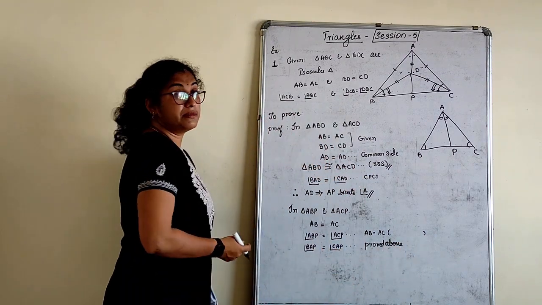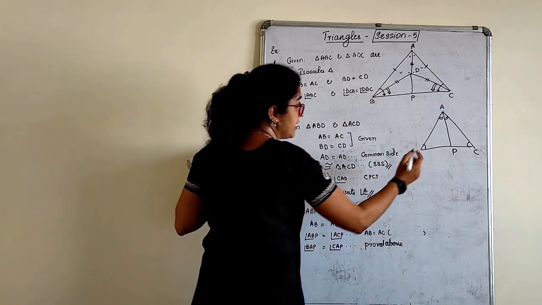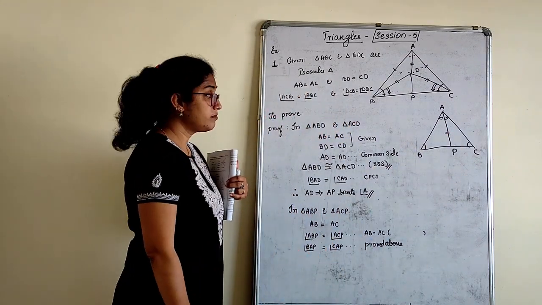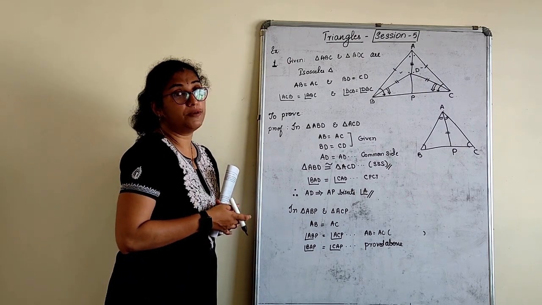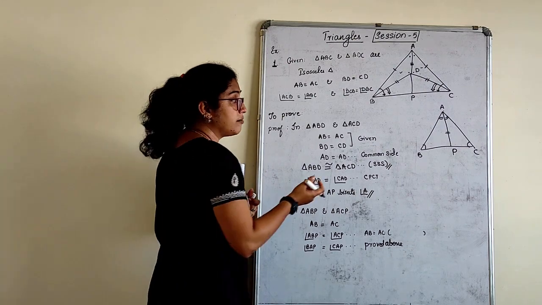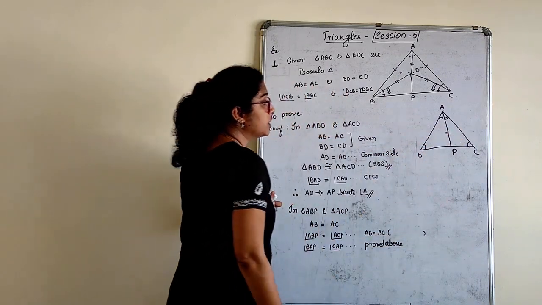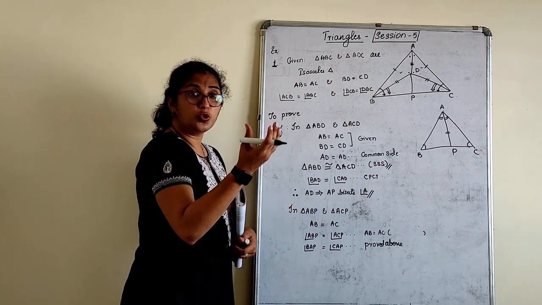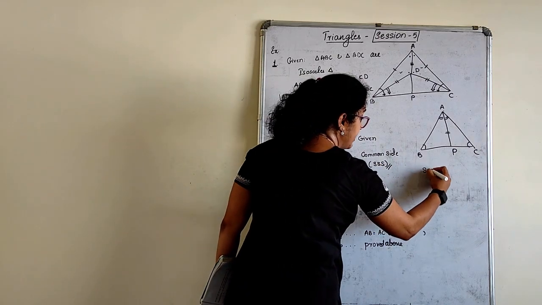How many angles and how many sides? Two angles and one side. But actually here, AP is also equal to AP, common side. But using that common side, can I prove SAS? No, because the included angle will not come. So you can exclude this. If you want, you can even exclude AB is equal to AC and take only AP is equal to AP and prove. That's okay. Choose three criteria such that it should satisfy SAS.